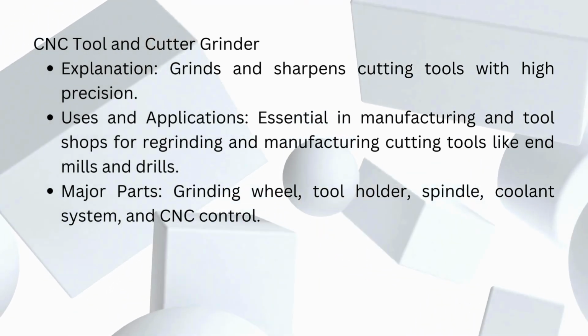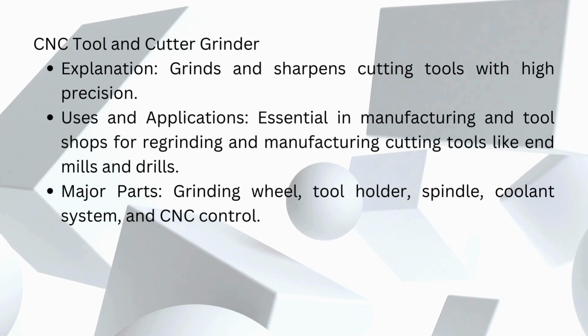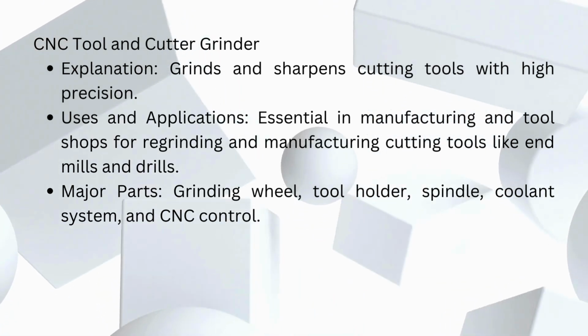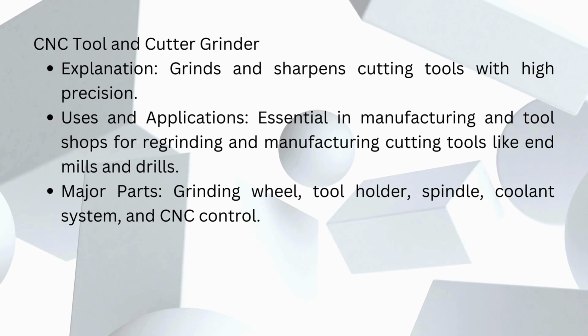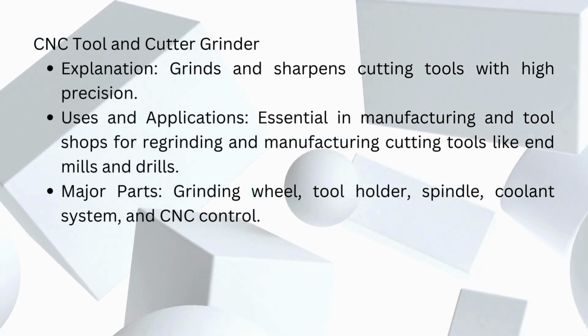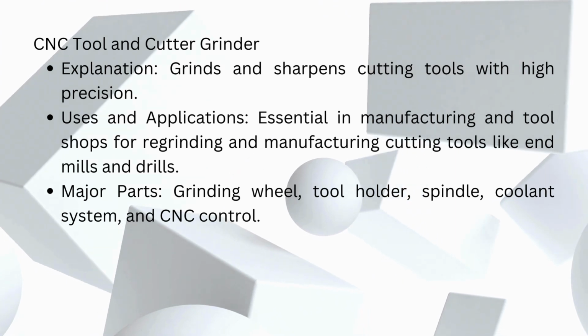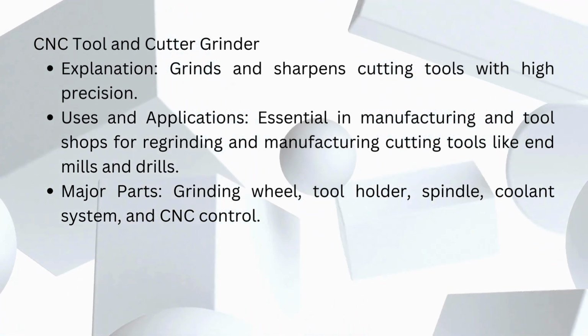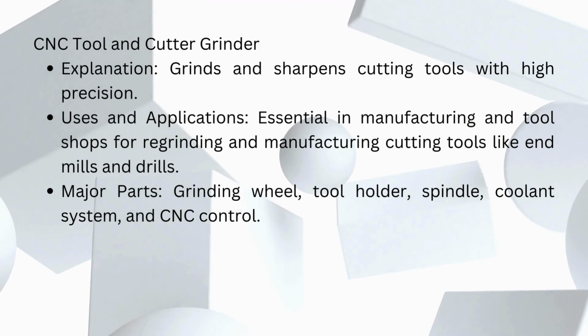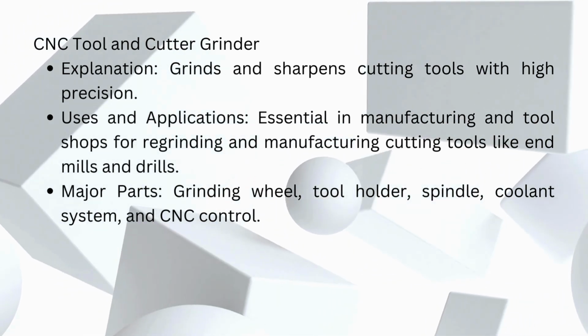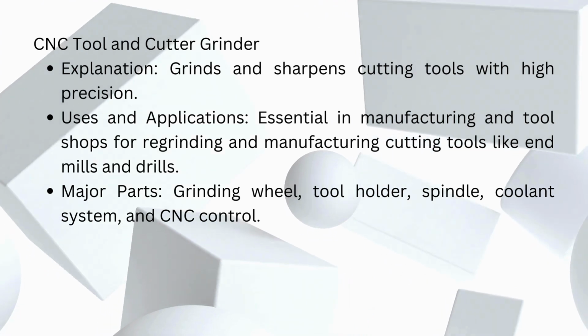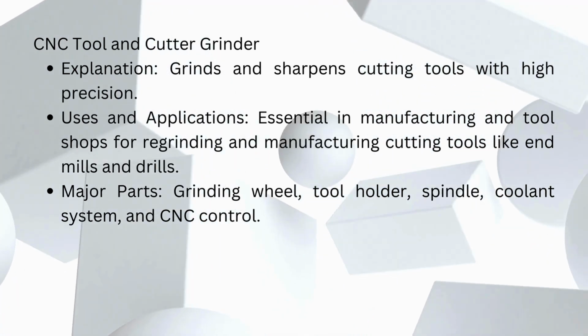CNC tool and cutter grinder. Explanation: grinds and sharpens cutting tools with high precision. Uses and applications: essential in manufacturing and tool shops for regrinding and manufacturing cutting tools like end mills and drills. Major parts: grinding wheel, tool holder, spindle, coolant system, and CNC control.